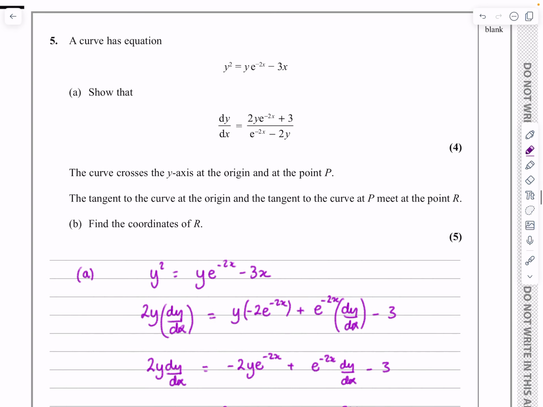So now it says the curve crosses the y-axis at the origin and at a point P. Okay, so it's going to hit the y-axis twice. The tangent to the curve at the origin and the tangent to the curve at P both meet at a point R. See if we can find the coordinates of R. Right, okay, I'll do a quick sketch.